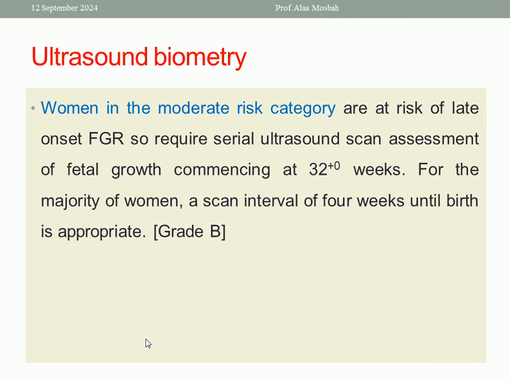Women in the moderate risk category are at risk of late onset fetal growth restriction, so they require serial ultrasound scan assessment of fetal growth commencing at 32 weeks gestational age. For the majority of women, a scan interval of 4 weeks until birth is appropriate. So you will start the serial ultrasound scan assessment at 32 weeks. Every 4 weeks you should do it.